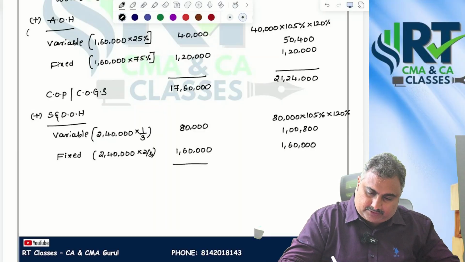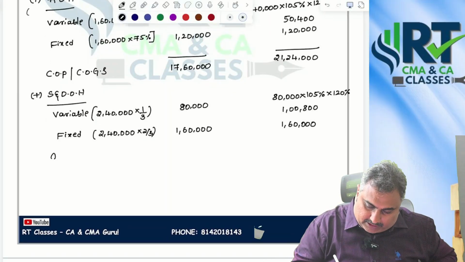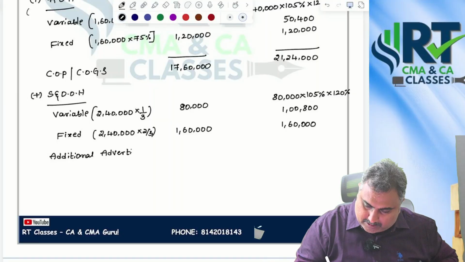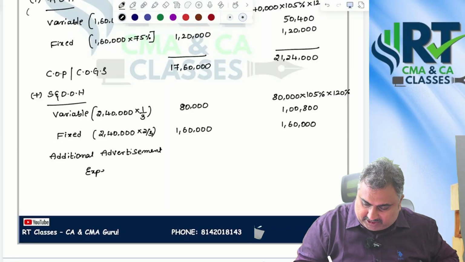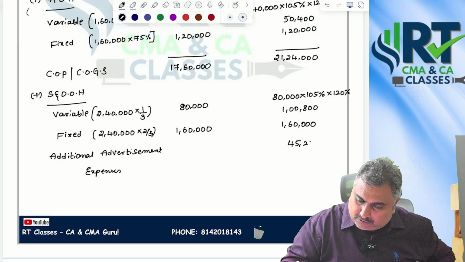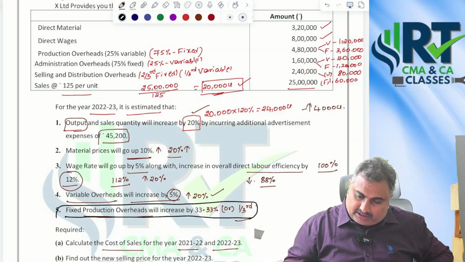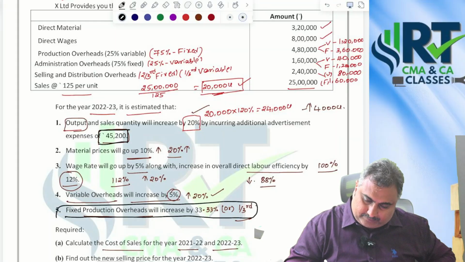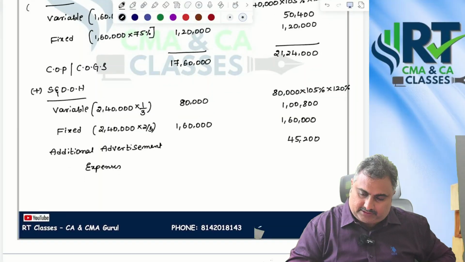Okay, when it comes to here, don't forget to add one more part, that is our additional advertisement expenses. How much? 45,200. Sir, where is it given? Let's see the question once here. Check with the concern part here.